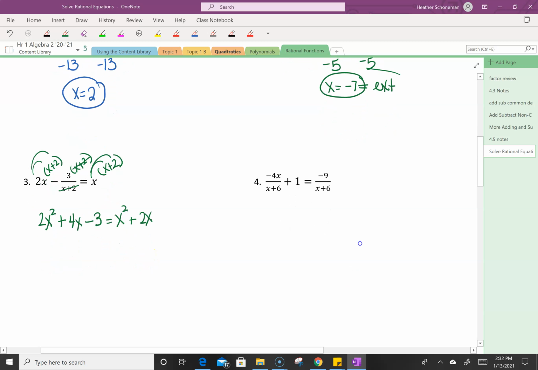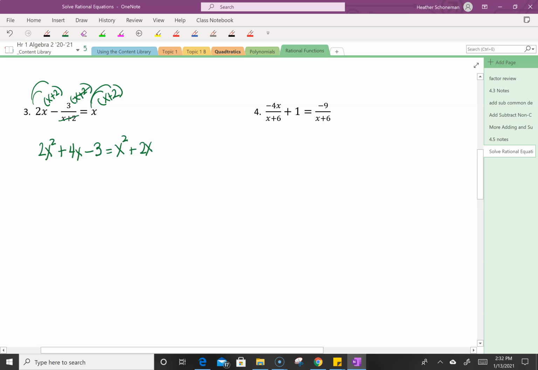The first thing to do is look for any like terms I can combine. I don't have any. So now I have to decide if it's linear or quadratic. It is quadratic, and I knew it was quadratic because I had an exponent of a 2. Anything that has an exponent of a 2 is considered a quadratic equation. So to solve those, remember our 3 steps. We're going to set equal to 0, factor, and then solve.